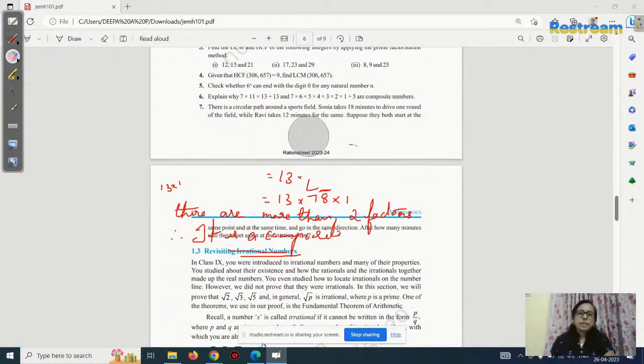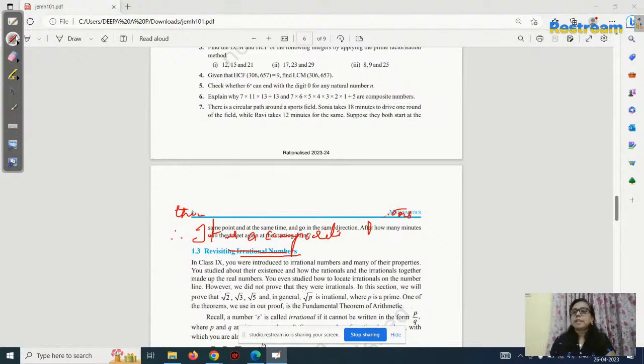In this chapter, the main concepts are LCM and HCF, children. Here there are always repeating questions, I'll tell you.